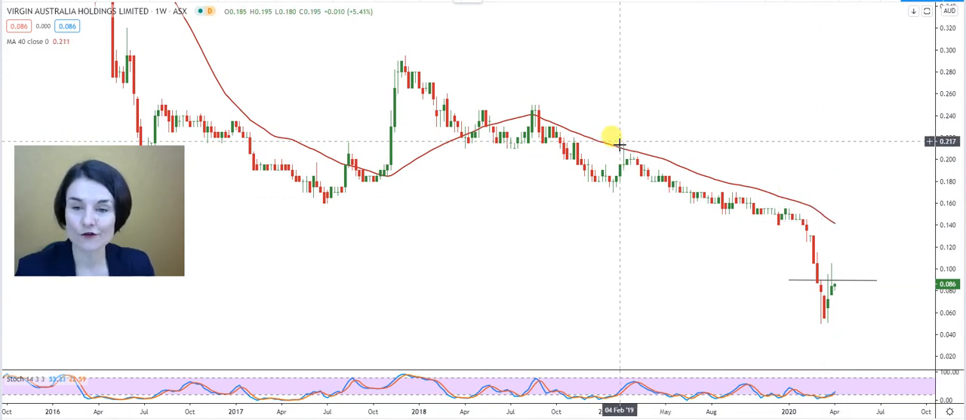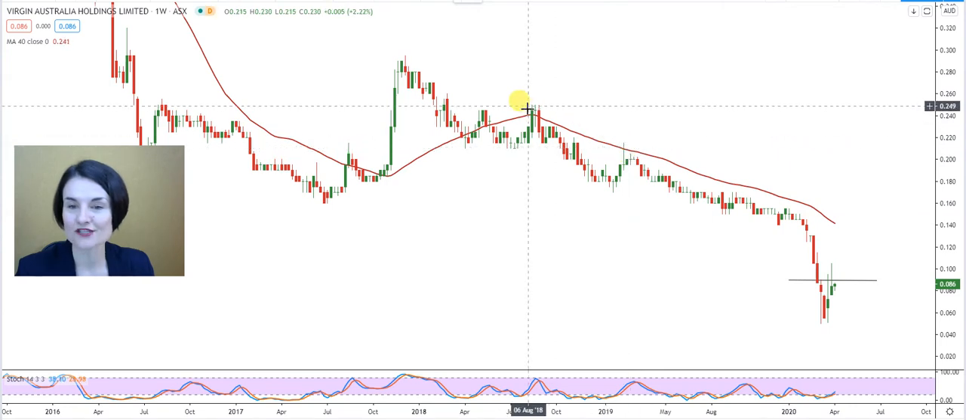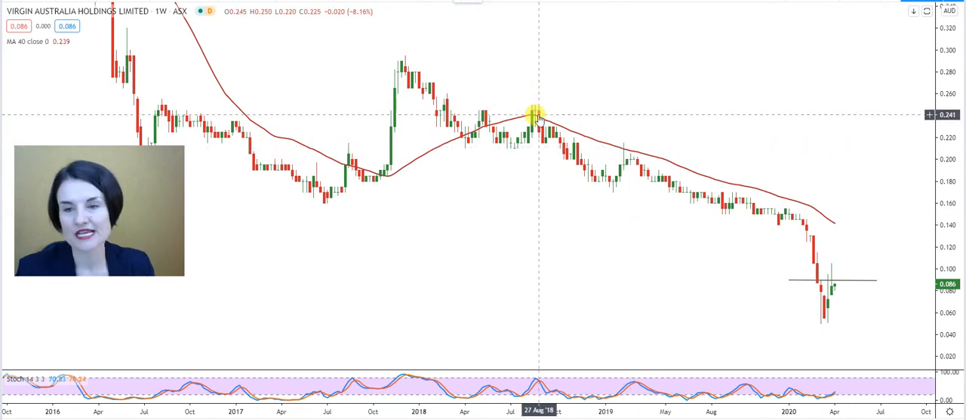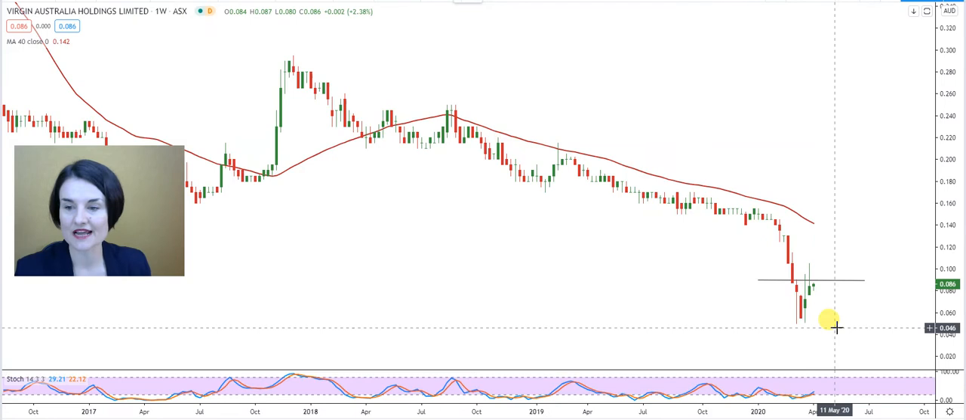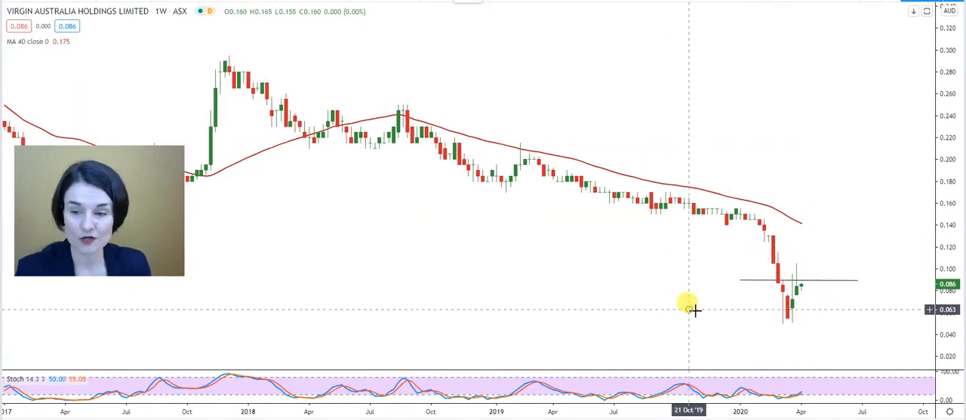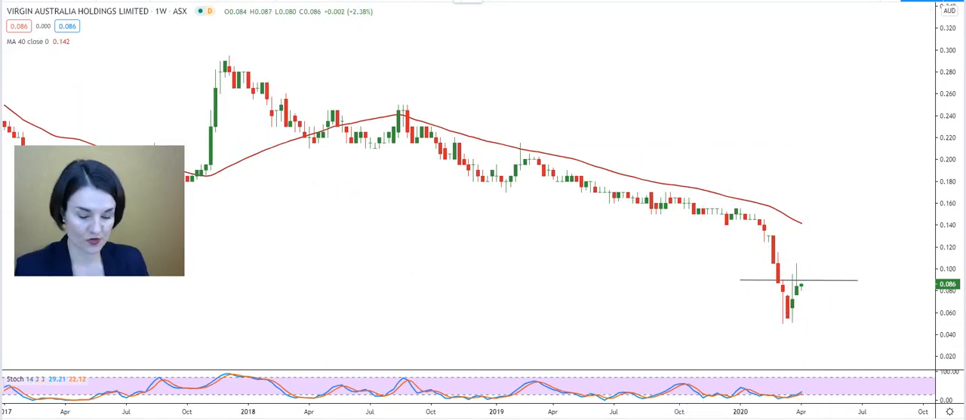And we can see that 40-week moving average was tested in the past, could not remain a support, and this share just plummeted to lower levels. Nice opportunity here from a technical perspective. Let's hope that those support levels remain in place.